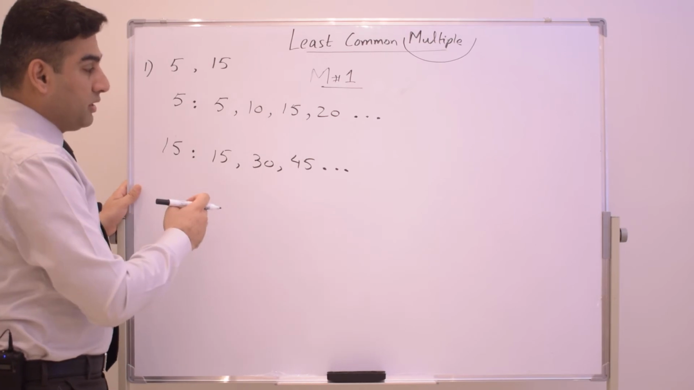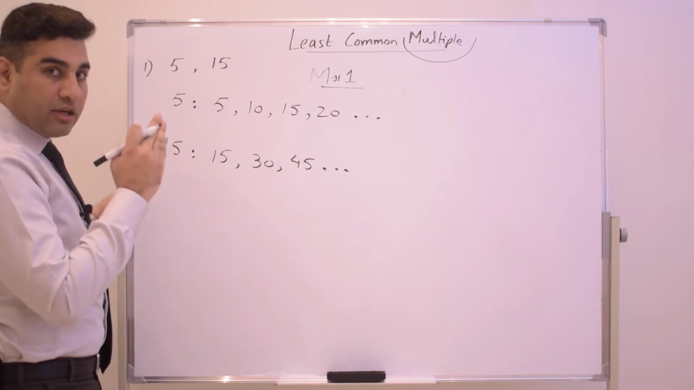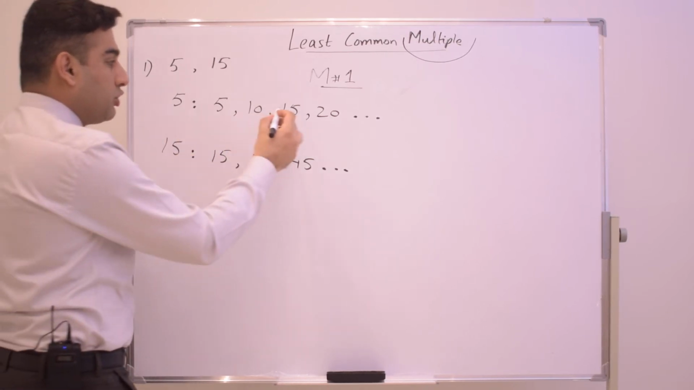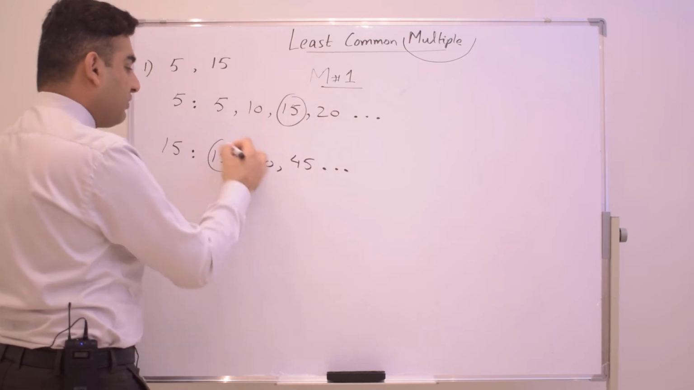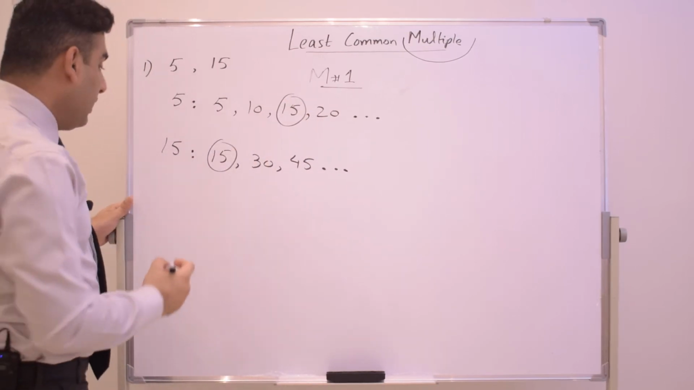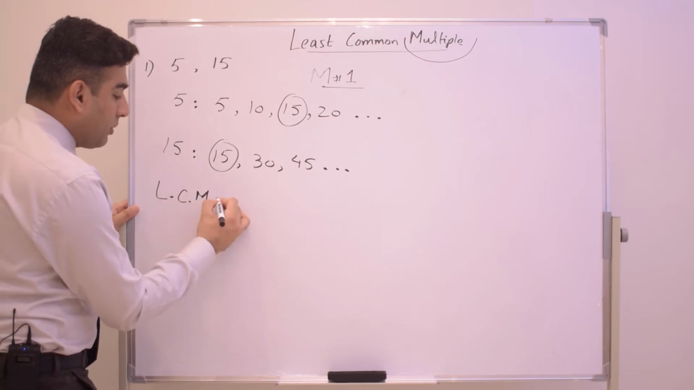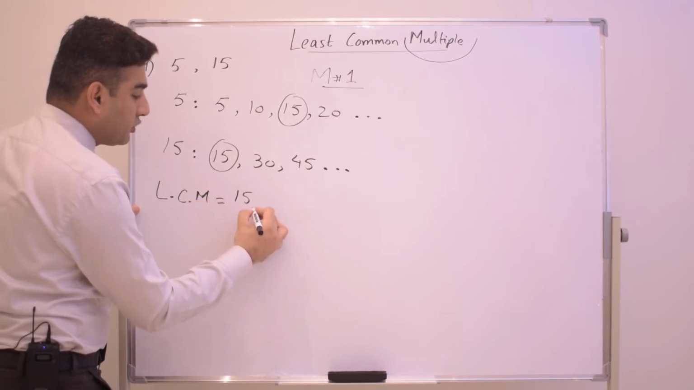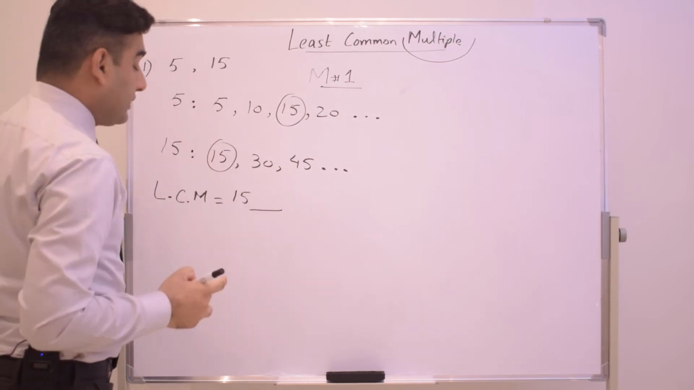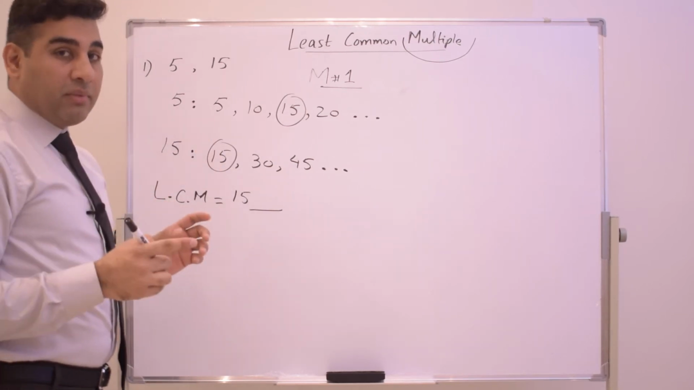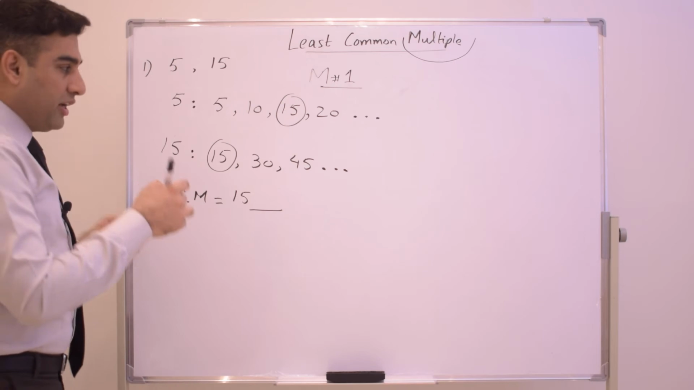Out of these multiples, which is the least common multiple? As you can see, this 15 and this 15 is the least common multiple. So you just write here LCM, the least common multiple, is equal to 15. So this is the answer. Guys, this is method number one, and we have a second method to find the least common multiple. So let's go with that.